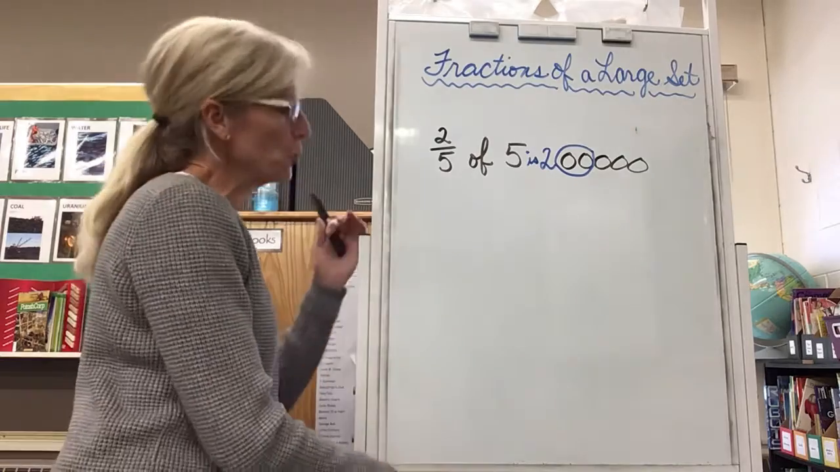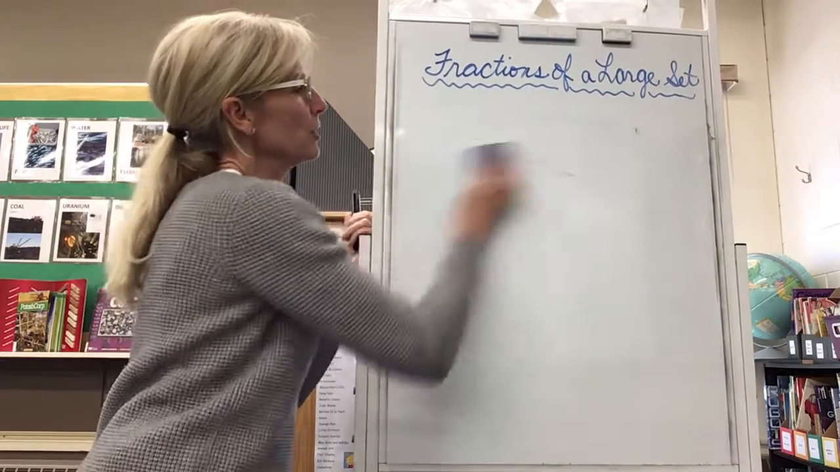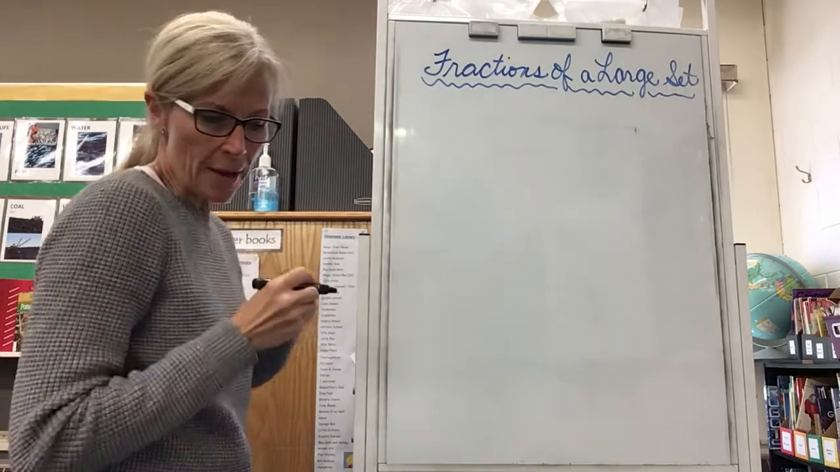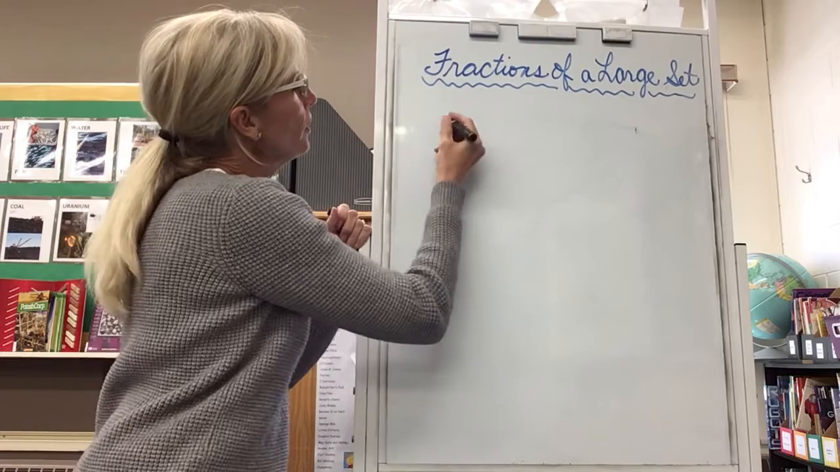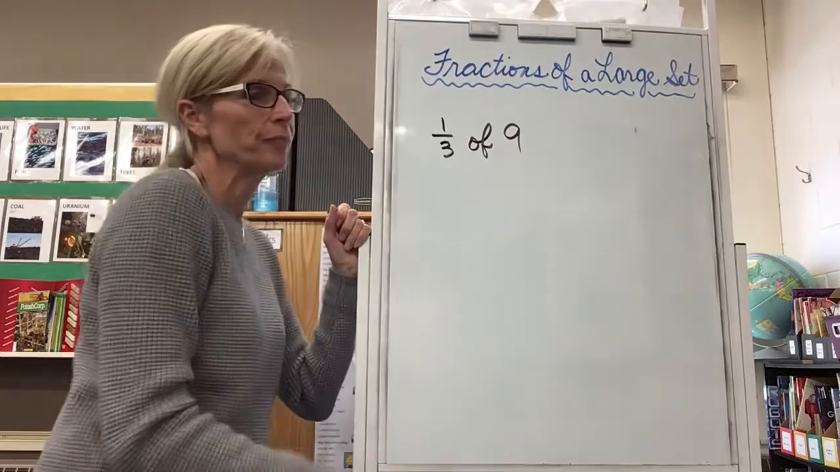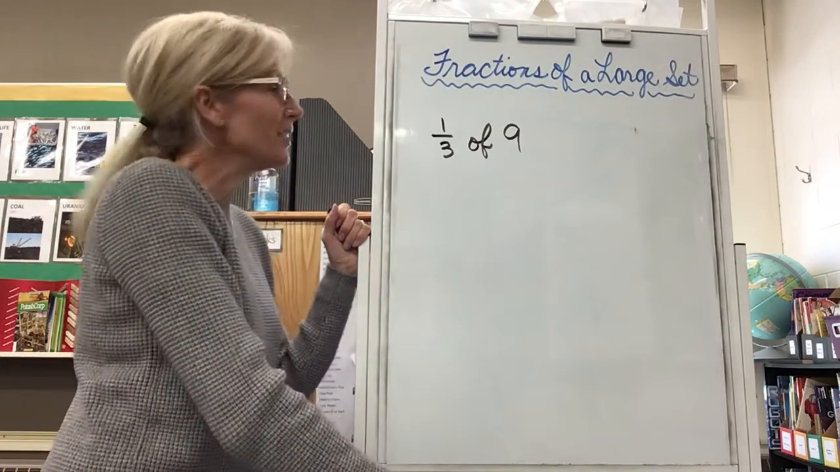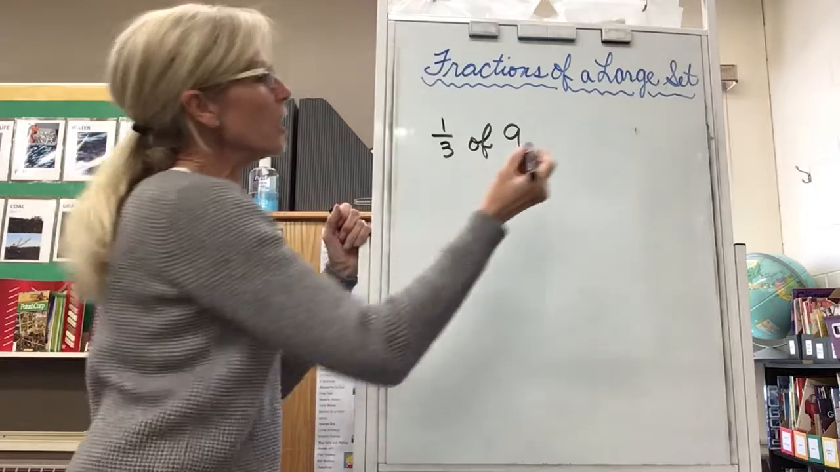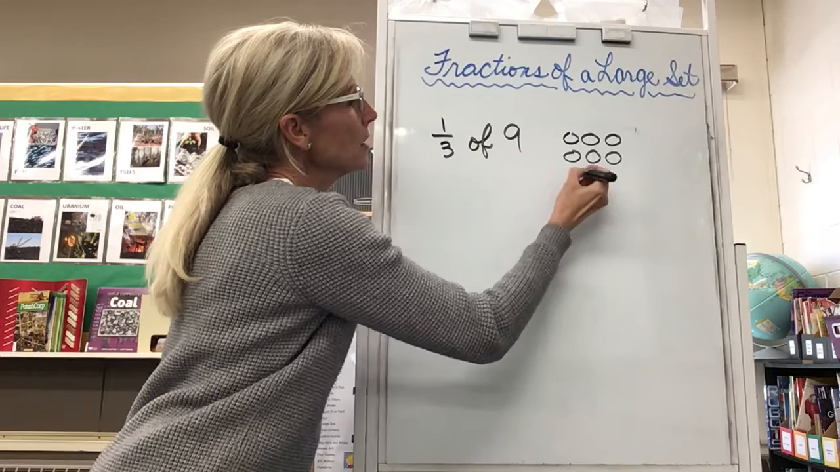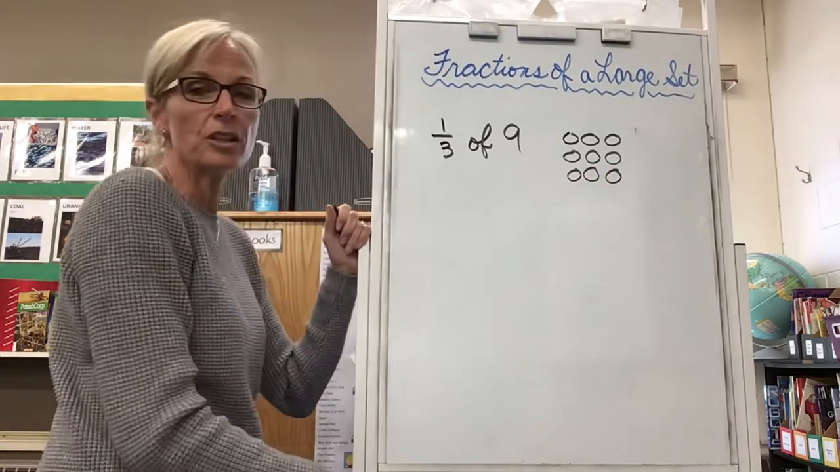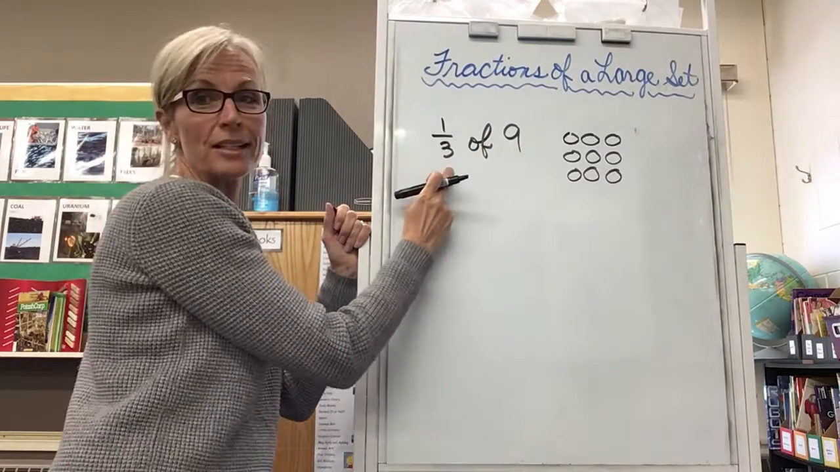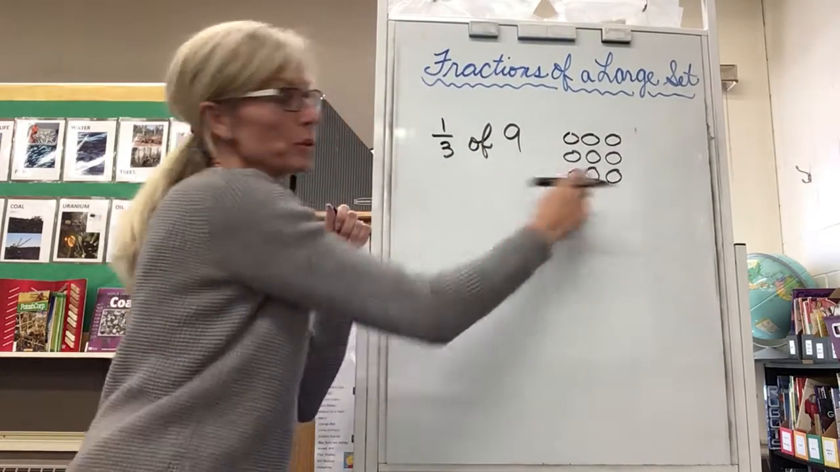But then you run into situations that are a little bit more difficult, like you will today, in which you have to figure out, for example, let's say 1/3 of 9. How much is 1/3 of 9 cookies? So if we put 9 cookies out here, 1, 2, 3, 4, 5, 6, 7, 8, 9 cookies, you need 1/3 of that 9. Your denominator is different than your total number of objects.